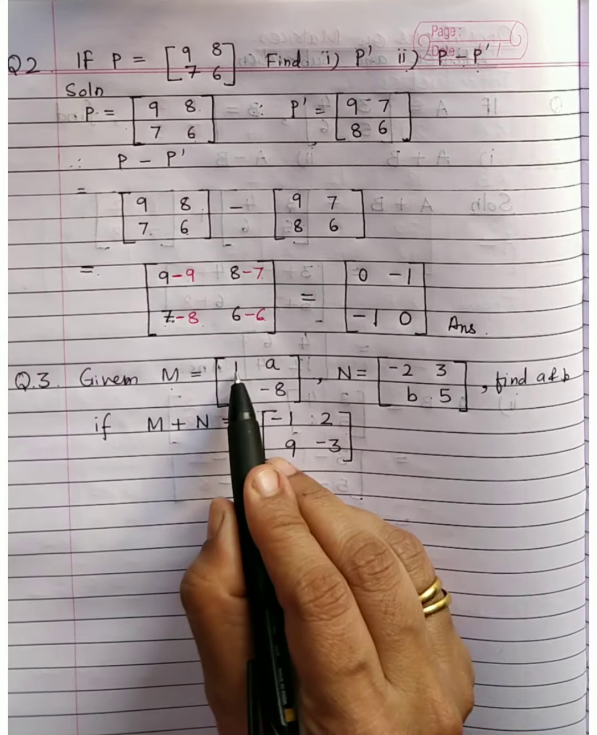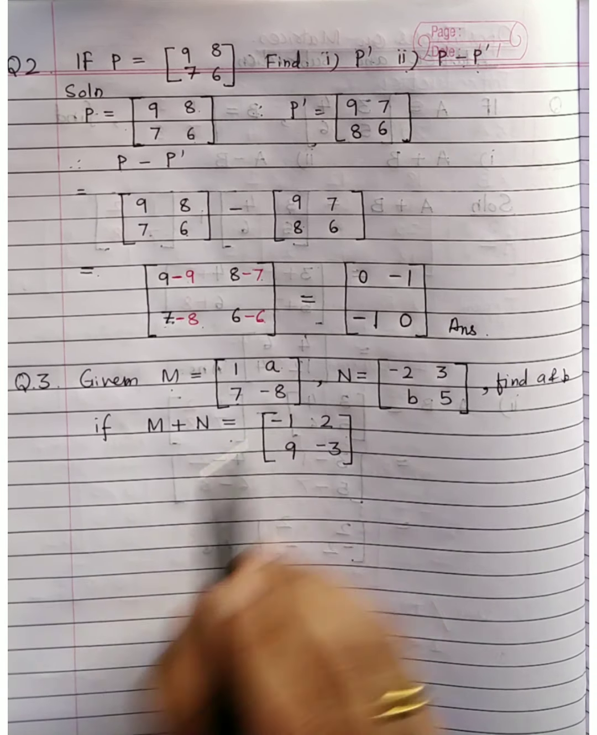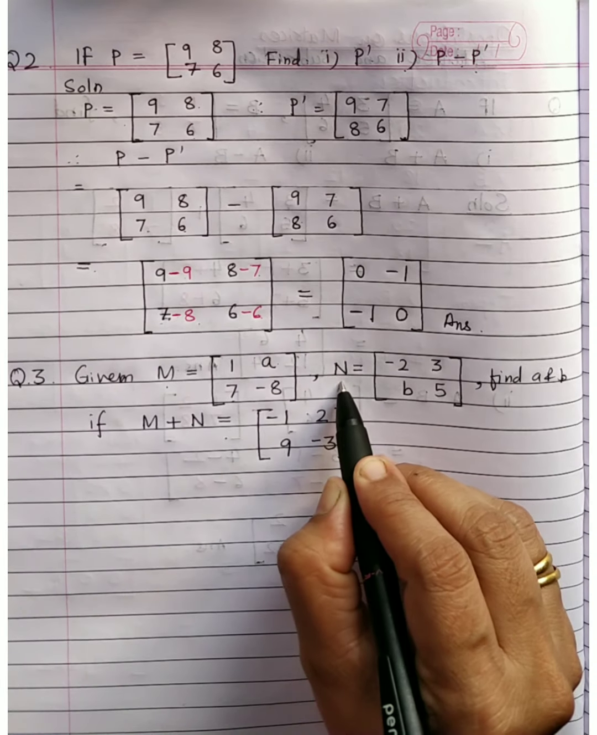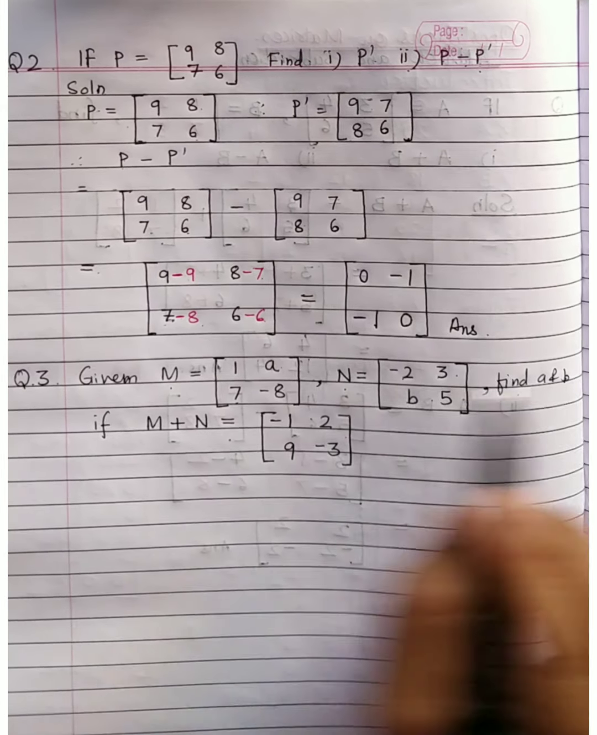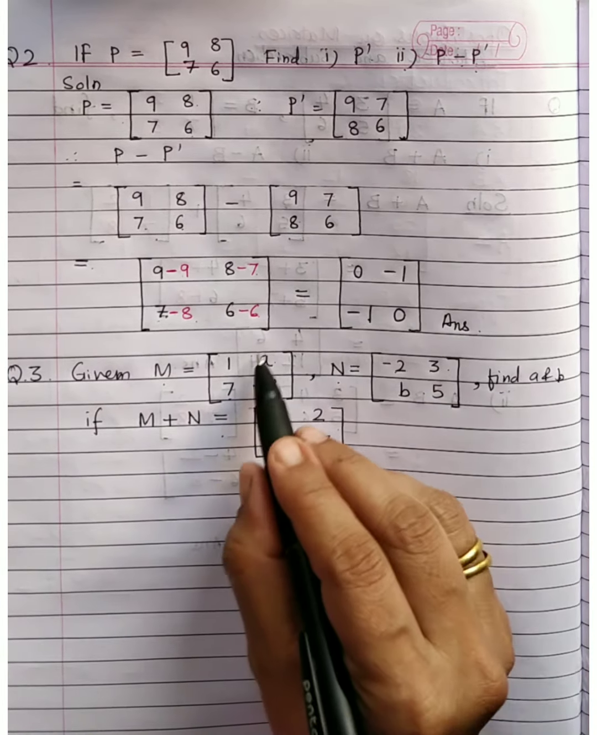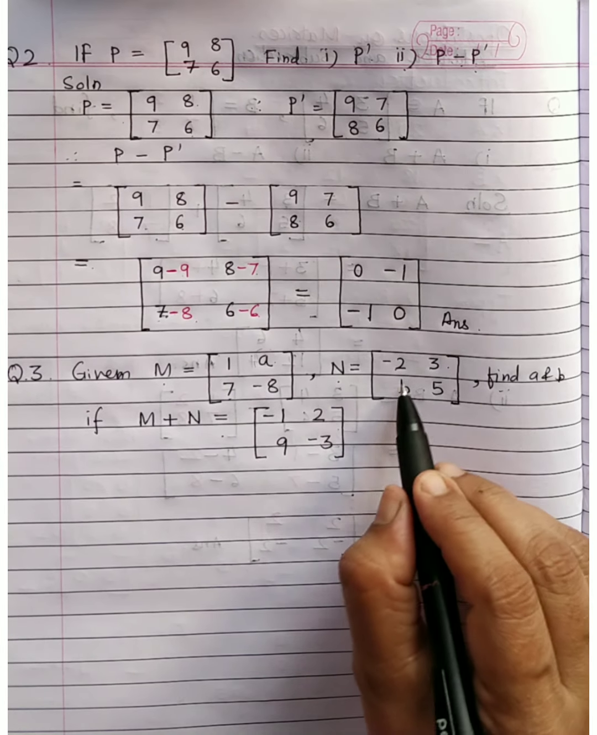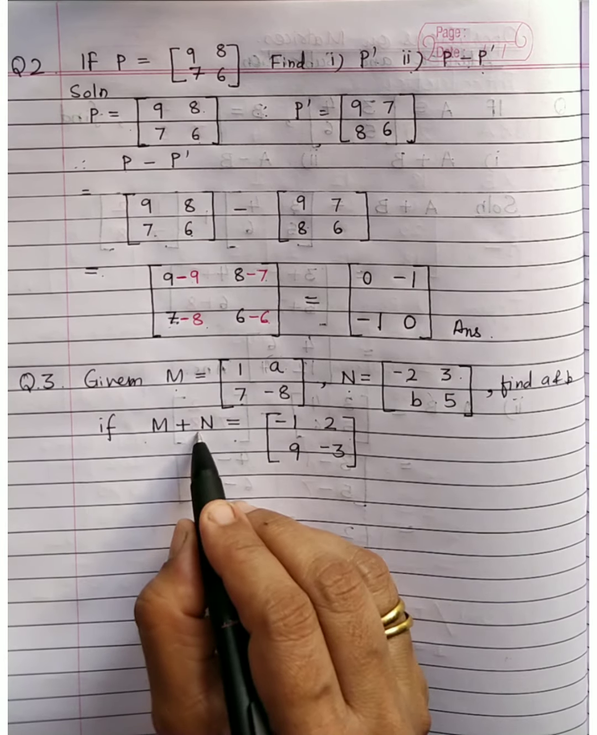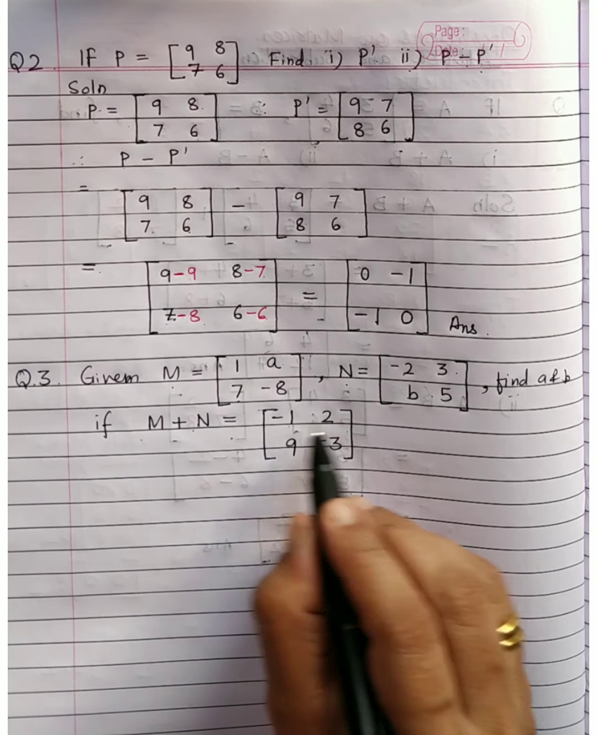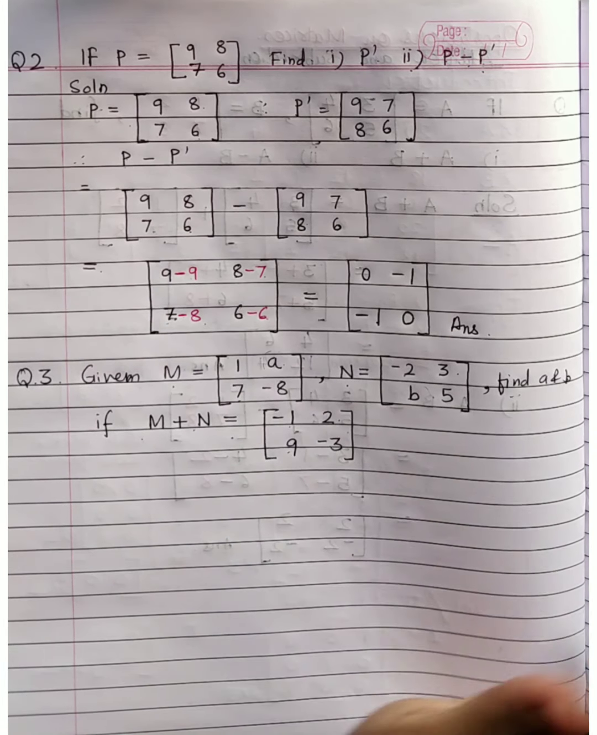Okay, 1, A, 7, minus 8. Matrix N is given: minus 2, 3, B, 5. Question is find A and B. You can see A and B are the missing variables here, and you are given M plus N is a matrix: minus 1, 2, 9, minus 3.